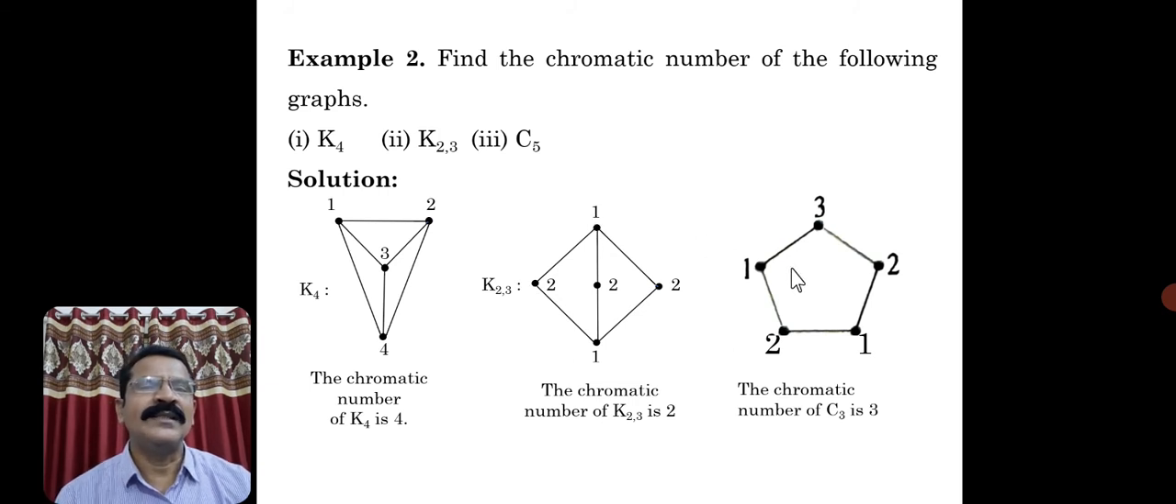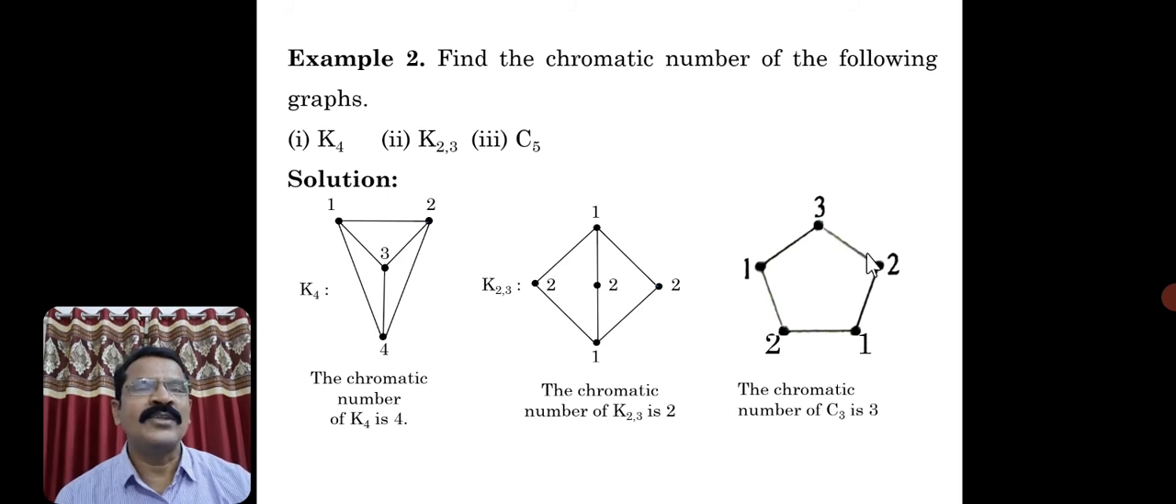Now consider the cycle C5. First you start with any arbitrary vertex. Let us start with this vertex, colored with 1. Now if you come to the next vertex in sequence, you cannot assign the color 1, so you can assign the color 2. For the next vertex, adjacent to that one, you cannot use 2, but you can use the color 1 because these two are non-adjacent.